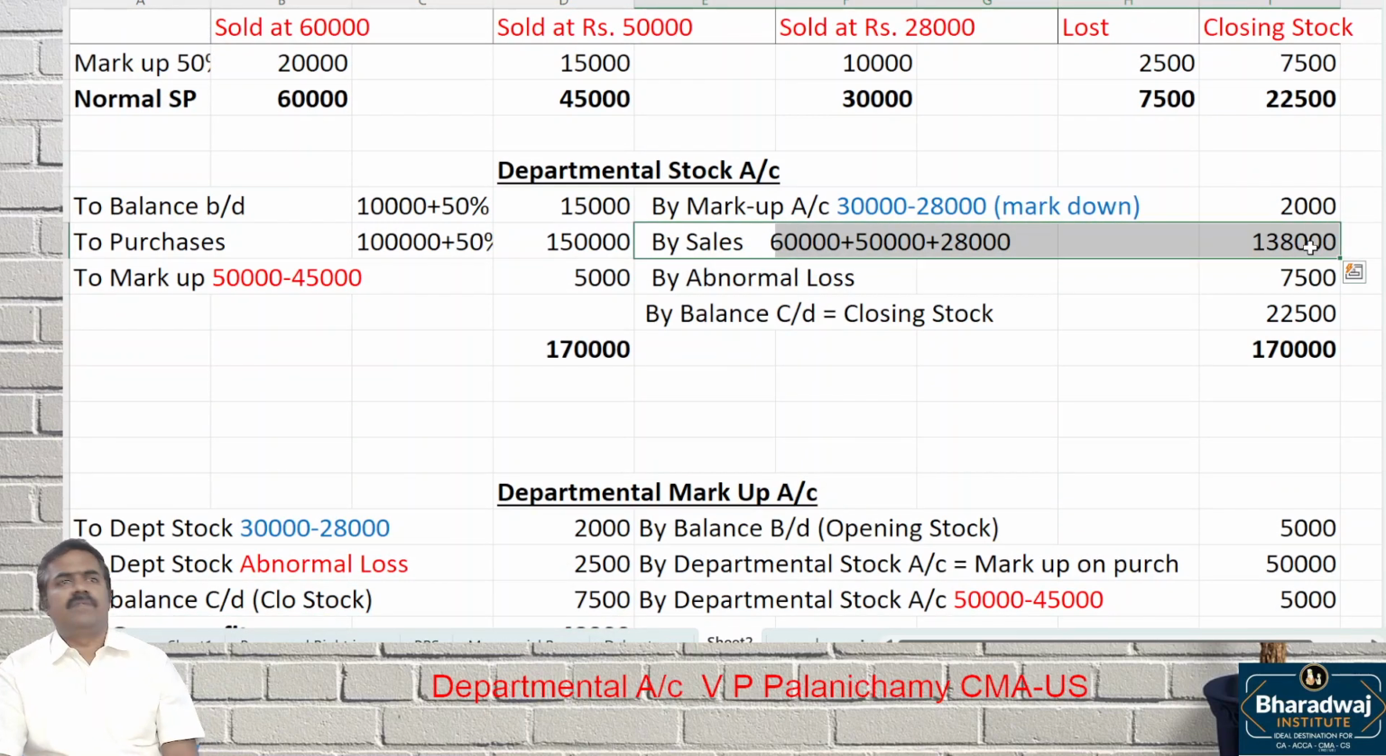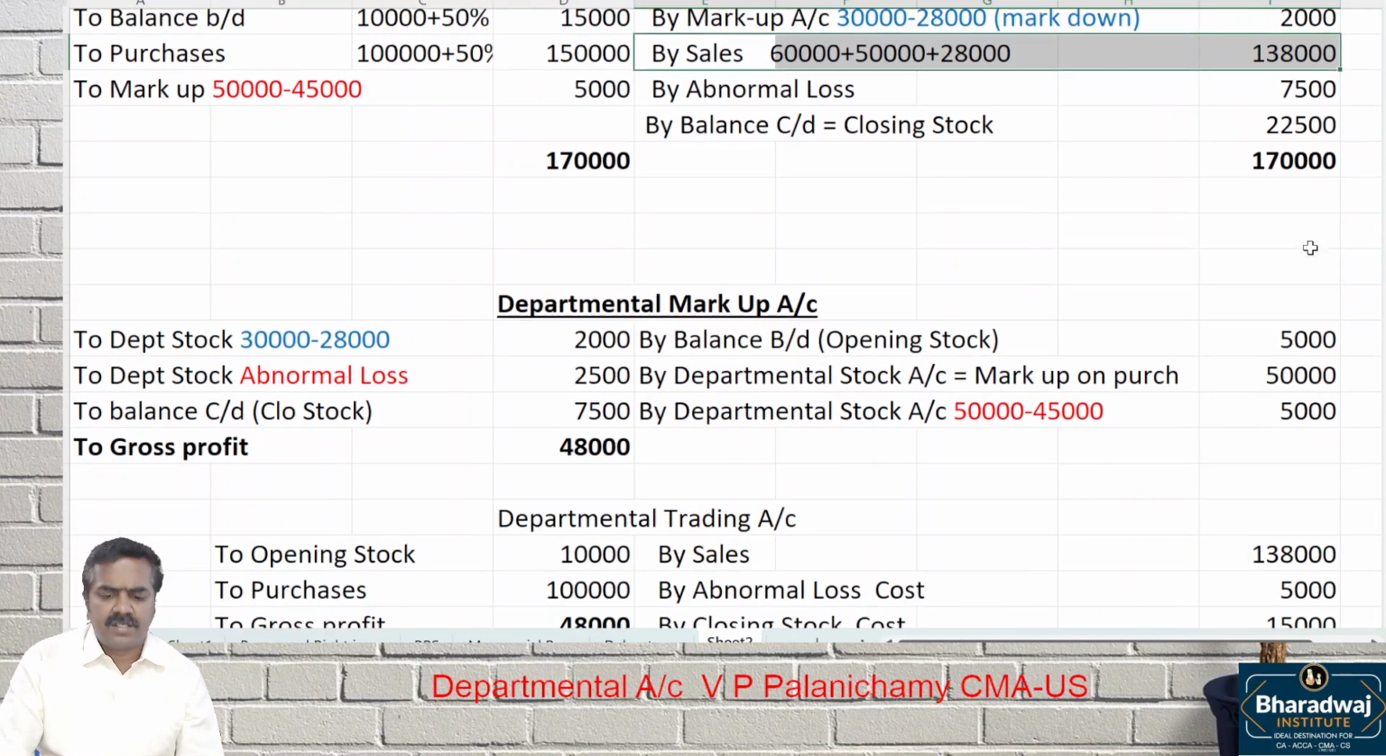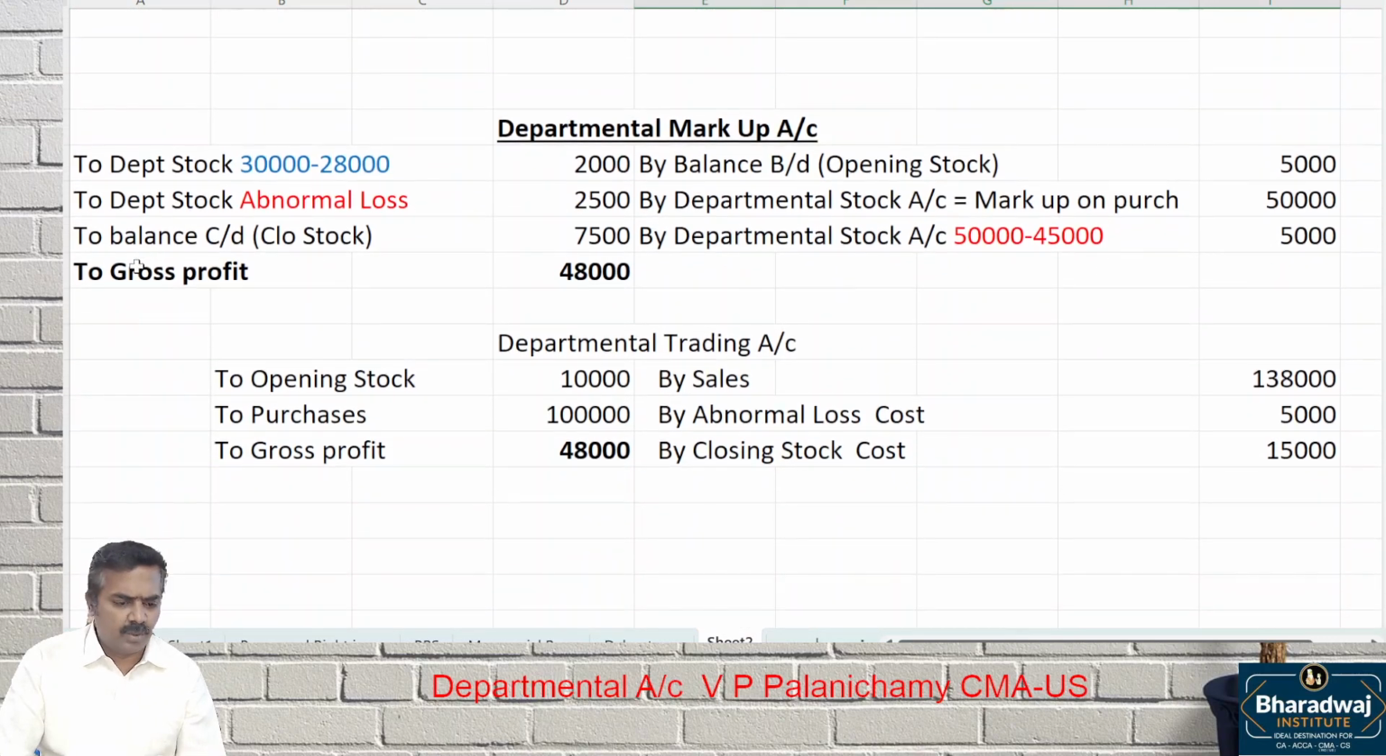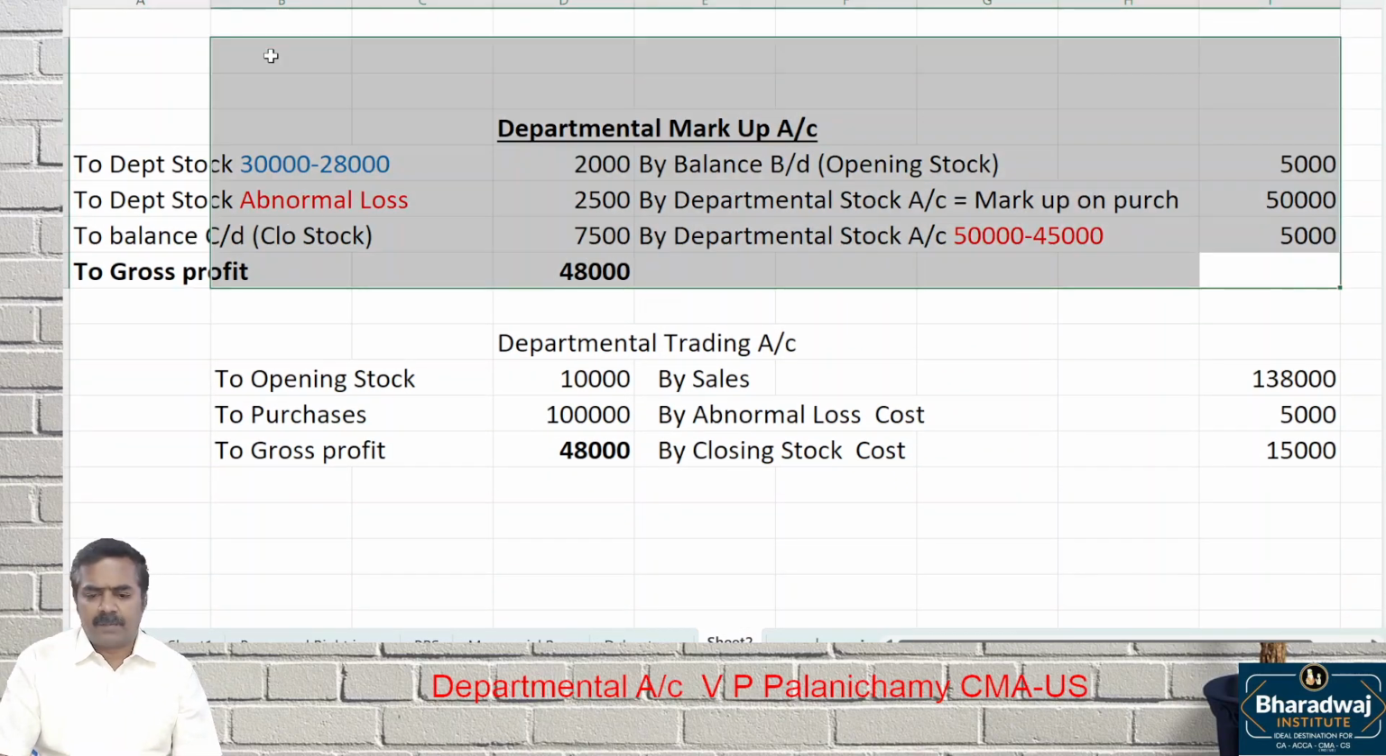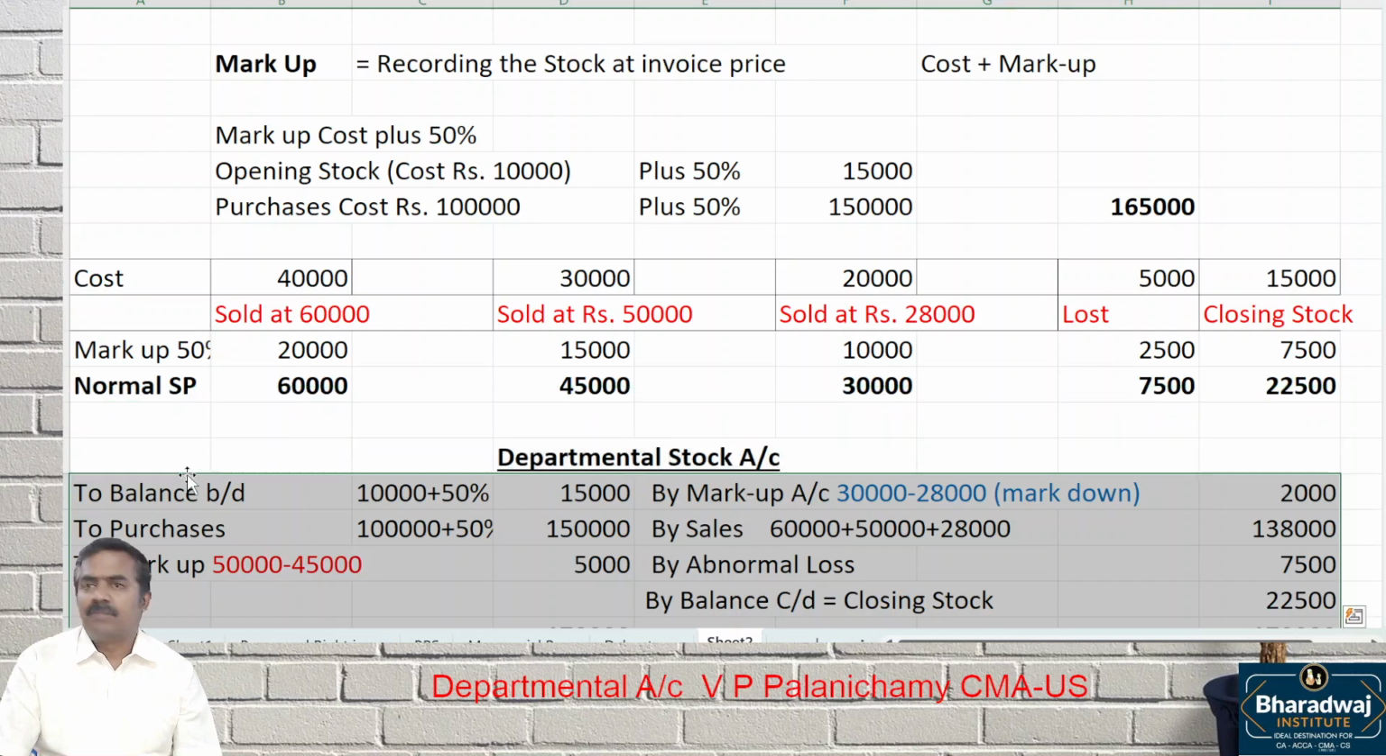Since we have already adjusted for markup and markdown, sales you can record at normal price. You will get gross profit. This is the markup and markdown method.